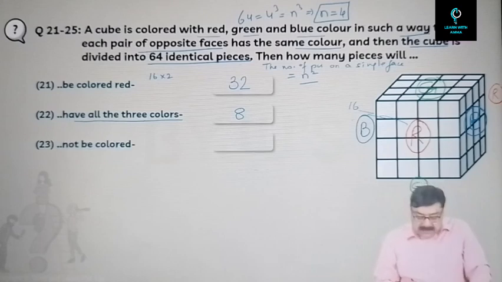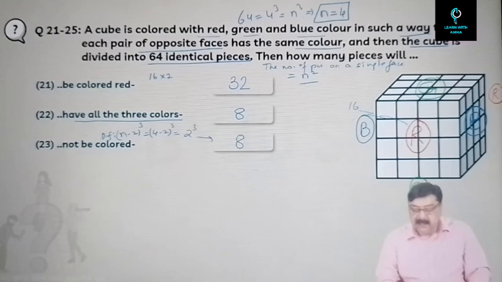So how many pieces will not be colored? Will not be colored means what? Well, these are zero facet or invisible cubes, isn't it so? So the formula for that is n minus 2 whole cube. The value of n here is 4. So it is 4 minus 2 whole cube, which is 2 cube, which again works out to be 8.